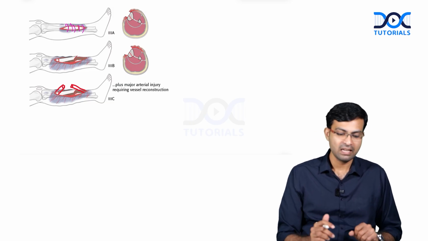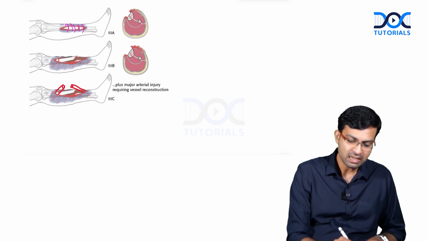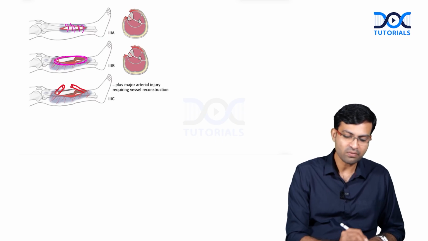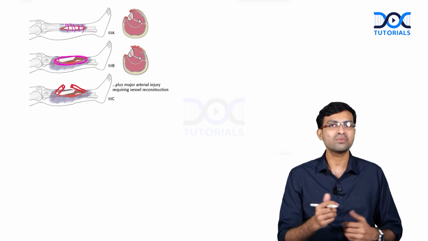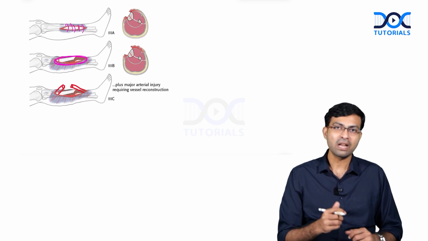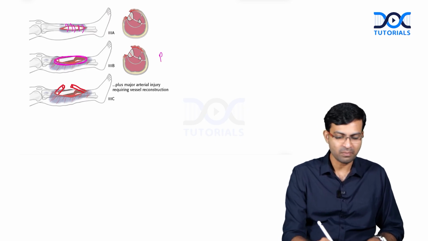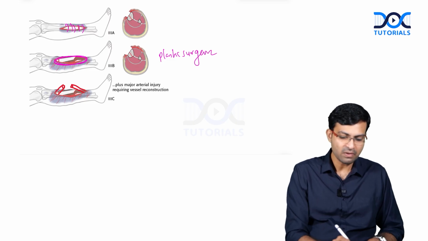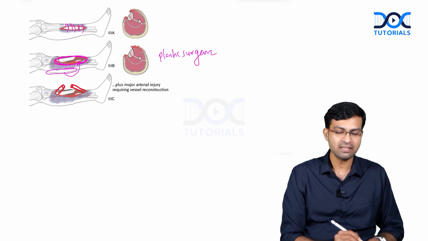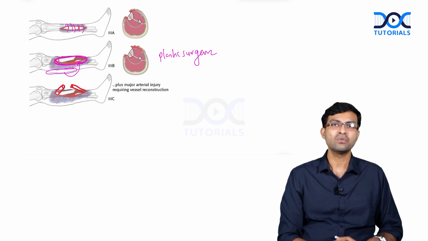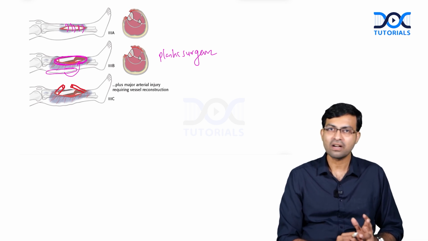That is it. Now, in type 3B, a large part of the skin or soft tissue is missing. The bone is completely exposed. There is nothing to put sutures in. So what will you do? You will have to call a plastic surgeon. A plastic surgeon has to come and he will take a skin graft or a flap from somewhere else and place it over the wound and cover it. So you need a soft tissue procedure to cover the wound. So this is what we call type 3B.